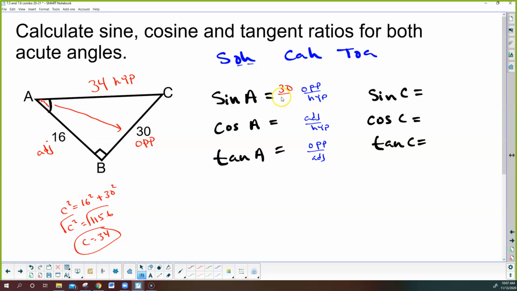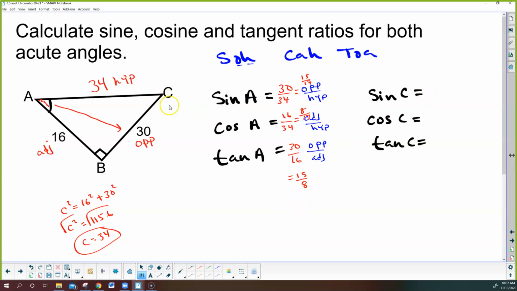So now I'm able to set up everything. Opposite over hypotenuse, and then we should reduce this down. I believe this is 15/17, right? And then cosine is 16 is the adjacent, 34 is the hypotenuse, and then if we divide this by 2, we get 8/17. And then the tangent is the opposite over the adjacent. And if we reduce that down, that gives me 15/8.